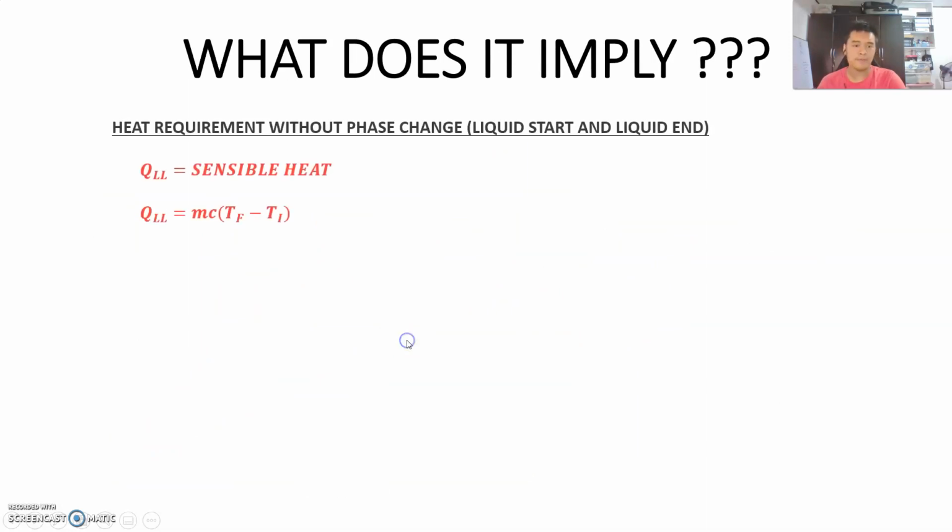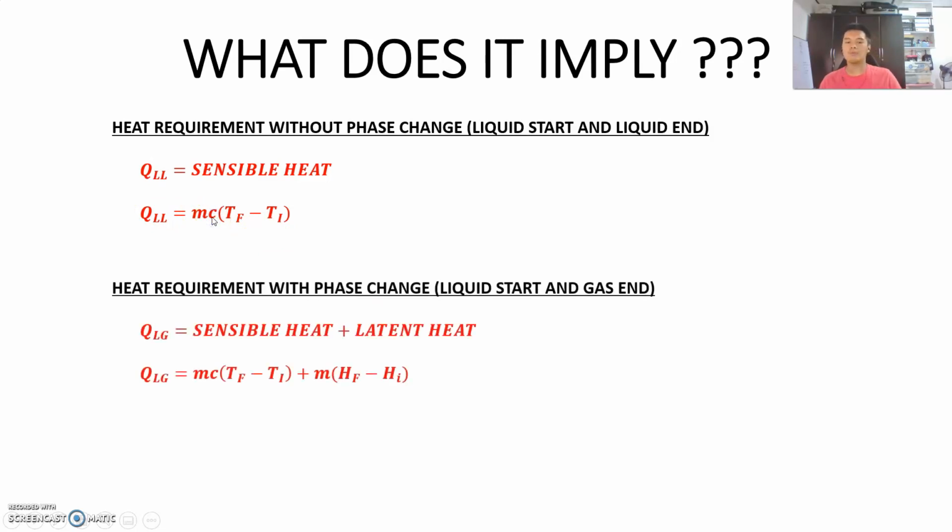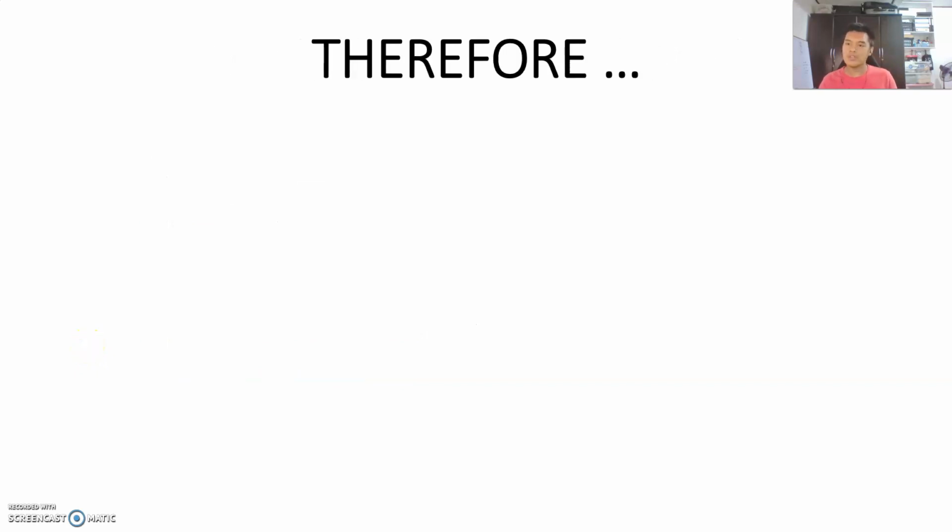What does this imply? Well, the heat requirement without phase change, liquid start and liquid end, only uses sensible heat, having only this formula. However, the heat requirement with phase change, if it starts from liquid and ends in a gas, comprises both sensible and latent heat, meaning that the sensible heat formula is added to the latent heat formula. So QLL represents the heat requirement for liquid to liquid, and QLG is the heat requirement from liquid to gas, or phase change.